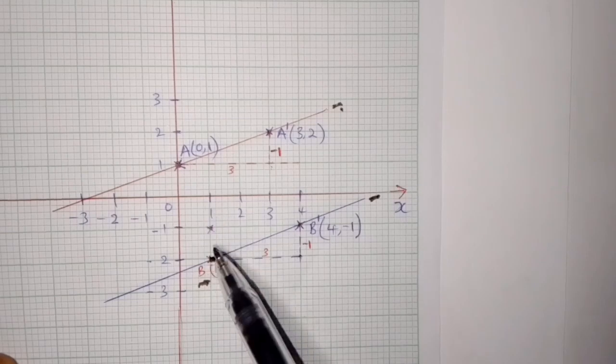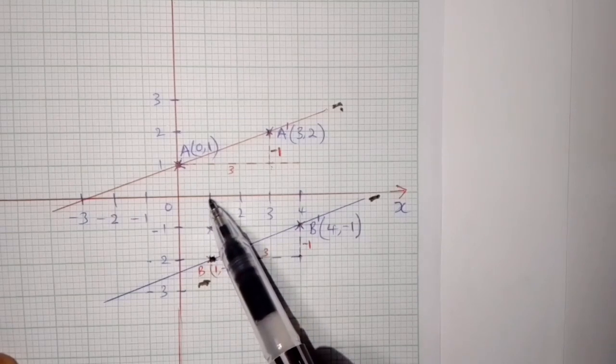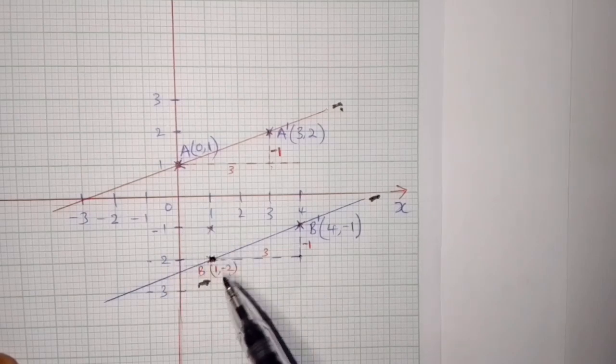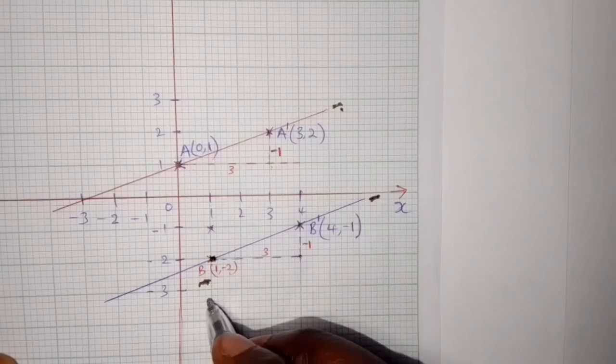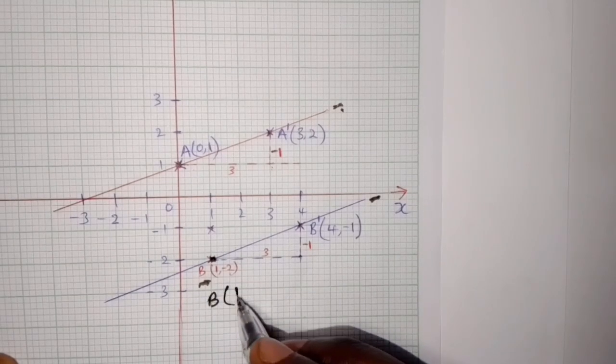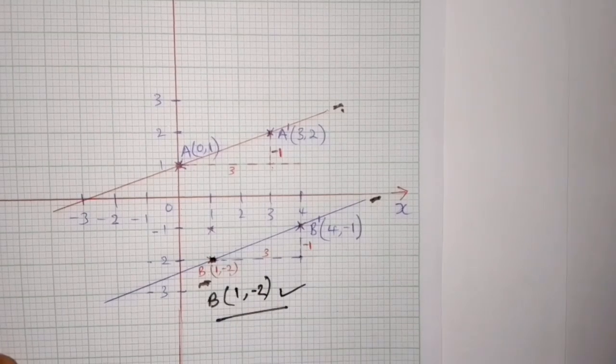And the coordinates of this point here: x-axis is 1, y-axis this is negative 2. So it is point B. The required point is (1, negative 2). This is the required point.